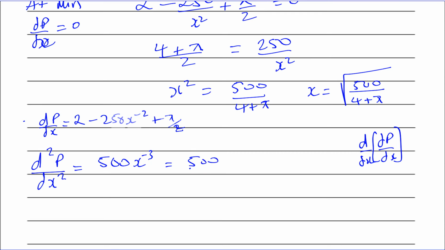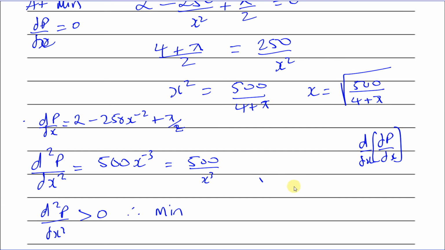Of course x is a positive value, so the value of the second differential is going to be greater than 0, and if that's true, therefore it's a minimum. If the second differential was less than 0, it would be a maximum. Because this is telling us that the gradient of the gradient is greater than 0. So it means the gradient is increasing. So it's a minimum. The rate of change of the gradient is positive.